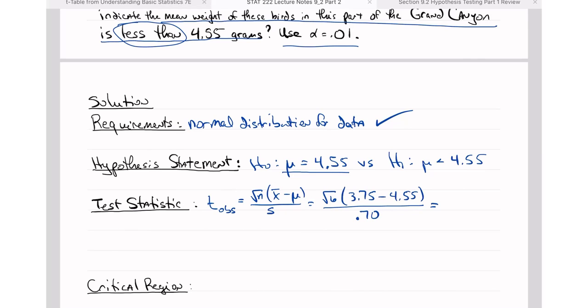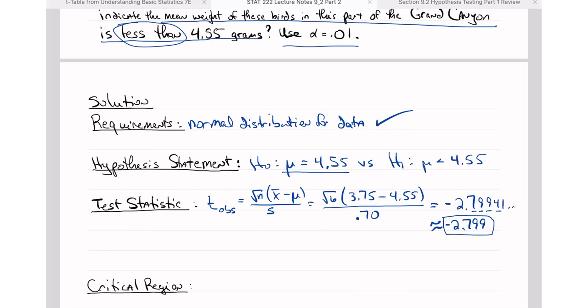And I get, let's see, did I get the same thing I got last time? Oh, I used the wrong sample size, 6. That's why I didn't get the same answer. So I get negative 2.799941 something. And for a t-table, I'm going to round it to 3 decimal places. So I go to the 4th, that's not a 5 or above, so I'm going to leave it at negative 2.799. Okay.